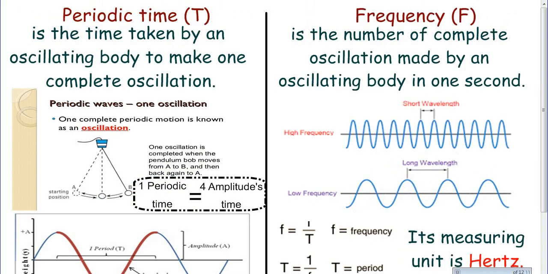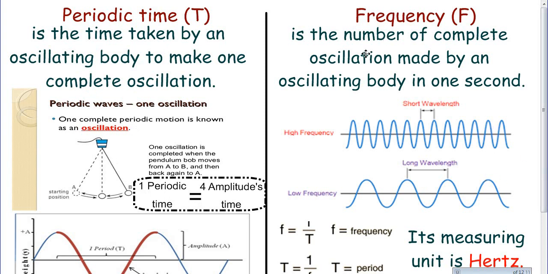The last two concepts related to oscillatory motion: number 3, the periodic time; number 4, frequency. We will study them together because periodic time is the reciprocal of frequency. Periodic time is the time taken by an oscillating body to make one complete oscillation. The time taken by the oscillating body to make what? One complete oscillation, or 4 amplitudes. So the periodic time equals the time of 4 amplitudes.